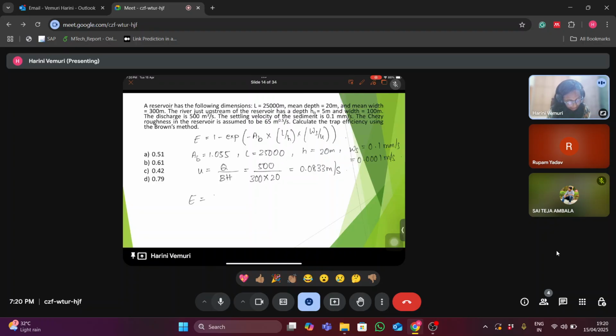So E, the trap efficiency, is represented as 1 minus e power minus 1.055 into 25,000 by 20 into 0.0001 by 0.083. So once you do the calculation, the final value is 0.794. So that is option A.